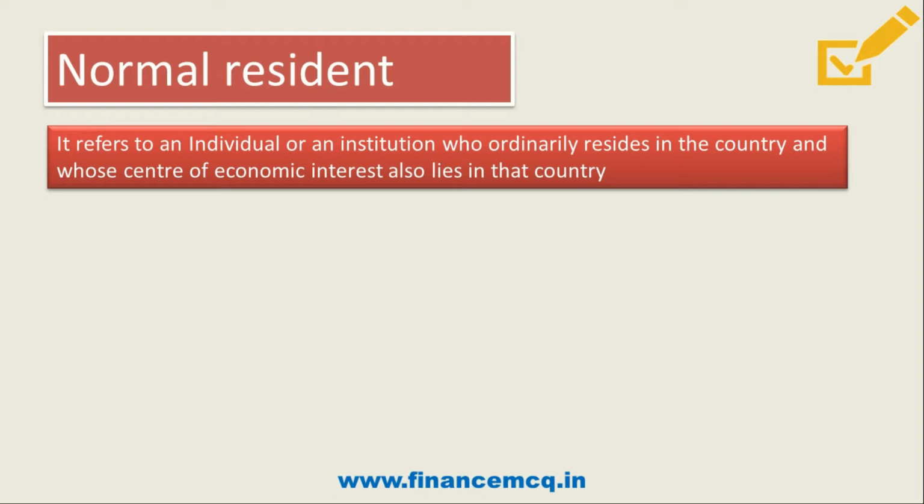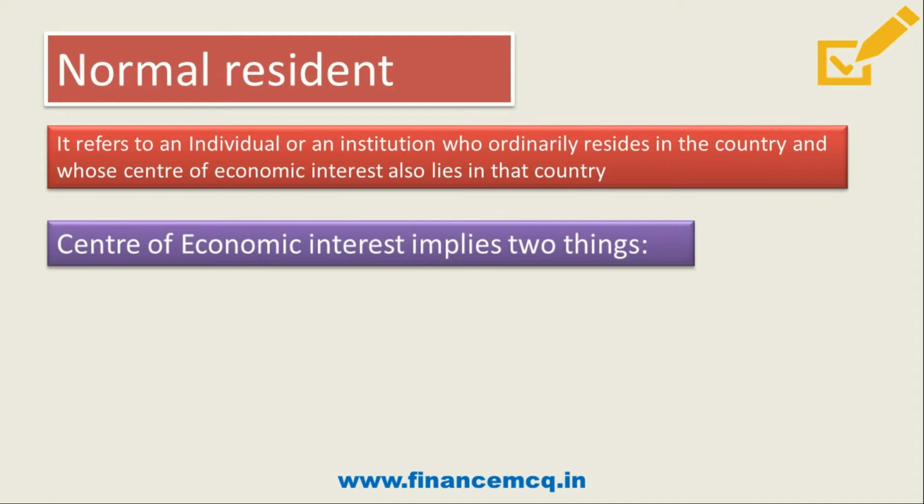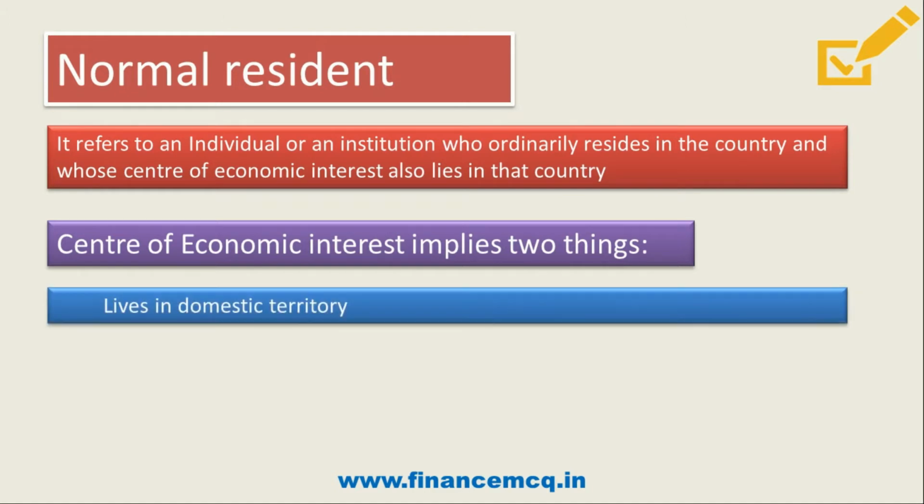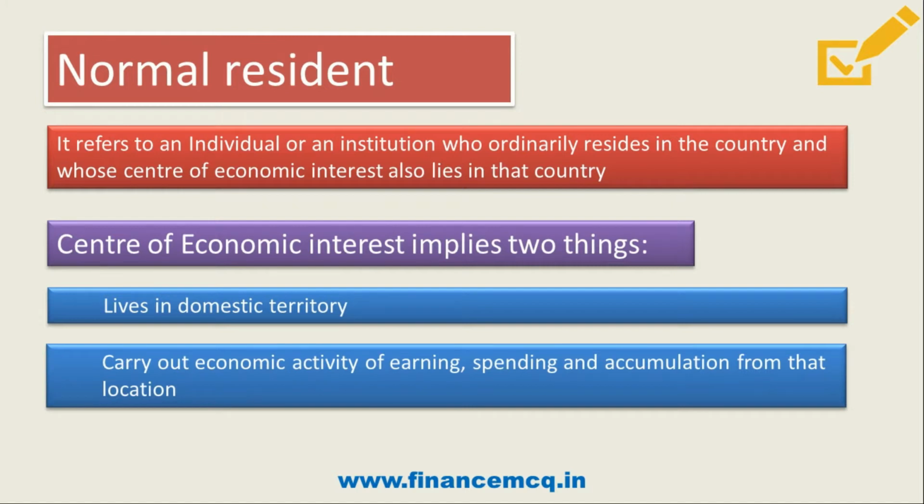It is not restricted to an individual only who resides in the country, that is, who lives in the country and whose center of economic interest also lies in that particular country. Now what is this center of economic interest? Let's understand that. Friends, it implies two things. First, he lives in the domestic territory. That is, he has to be in the domestic territory, which we just saw, and carries out economic activity of earning, spending and accumulation from that location. That is, he has to carry out the activity of earning, spending and saving from that particular domestic territory. So that will be considered a normal resident.